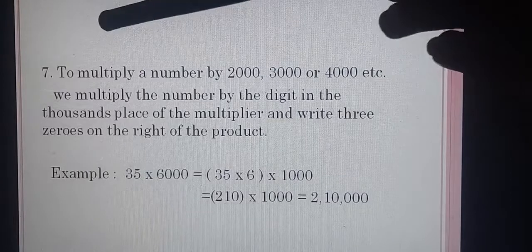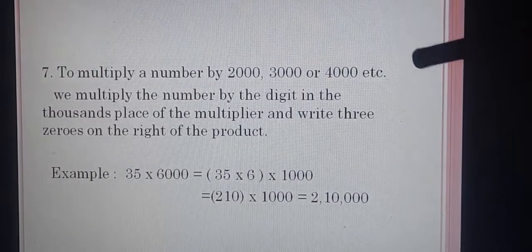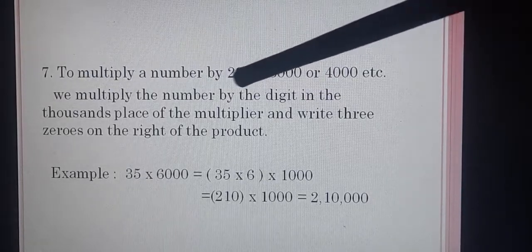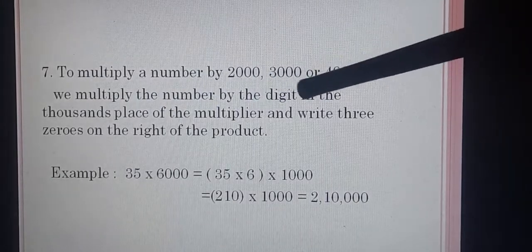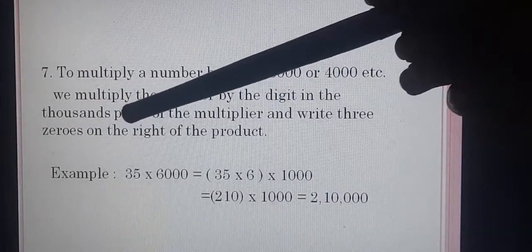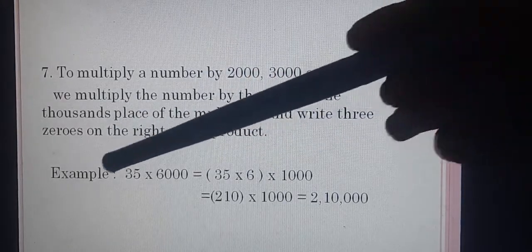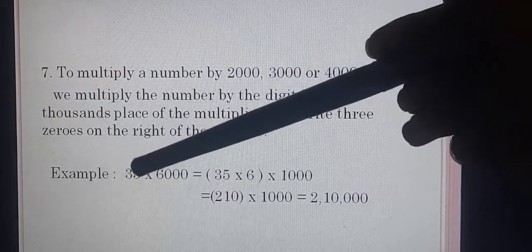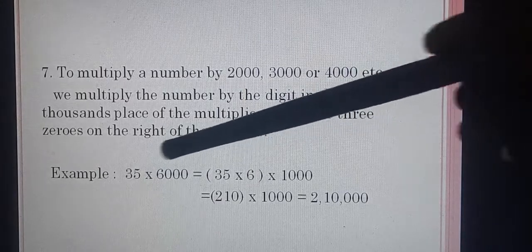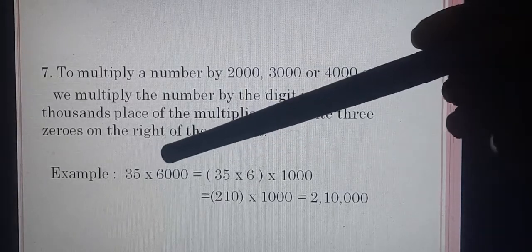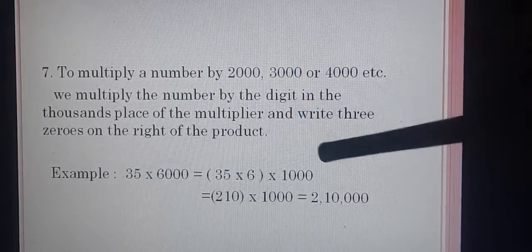Next, property number 7. To multiply a number by 2000, 3000 or 4000 etc., we multiply the number by the digit in the thousand place of the multiplier and write 3 zeros on the right side of the product, as we have done in the sixth property. See this example, 35 multiply 6000. So we will multiply 35 with 6 multiply by 1000, because 6000 can be written as 6 multiply 1000.